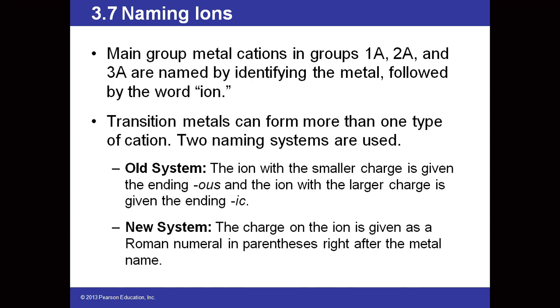So moving on, naming ions. This is not as heavily focused on as just making it known. The main group metal cations in groups 1A, 2A, and 3A are named by identifying the metal followed by the word ion. So for all intents and purposes, when you name something from those columns, it'll just be sodium ion, calcium ion, boron ion. These are the elements that form cations, and so you just name them with the respective element name followed by the word ion. That's the easiest way of labeling those types of charged atoms.